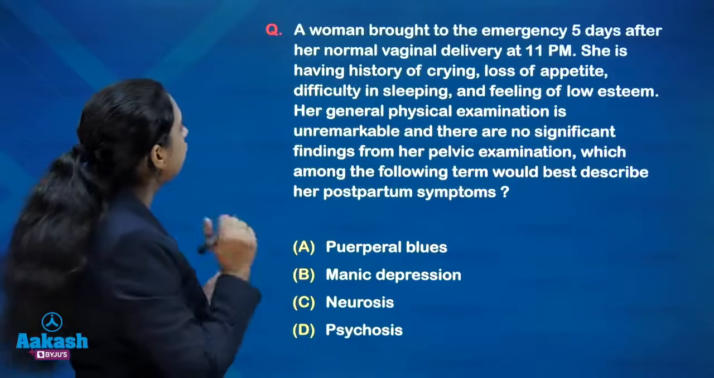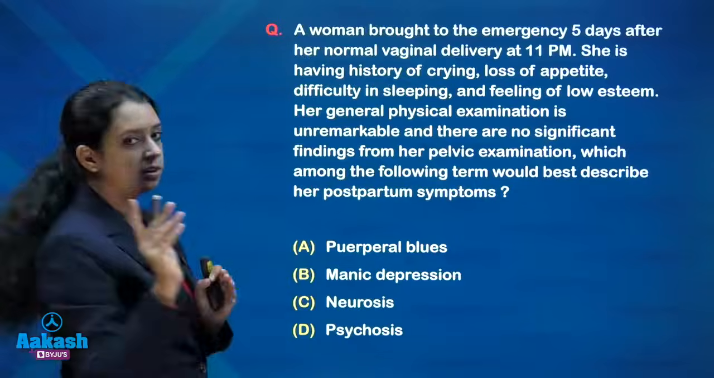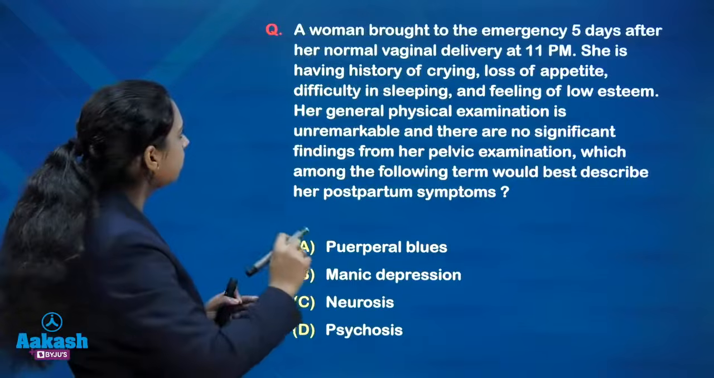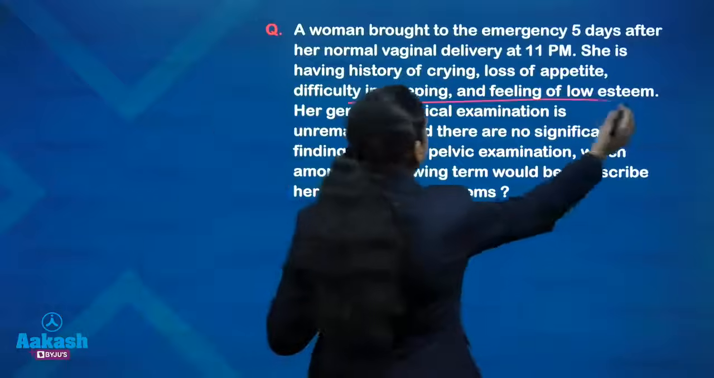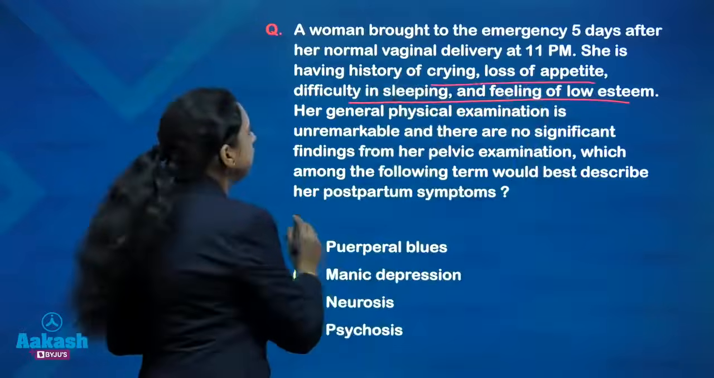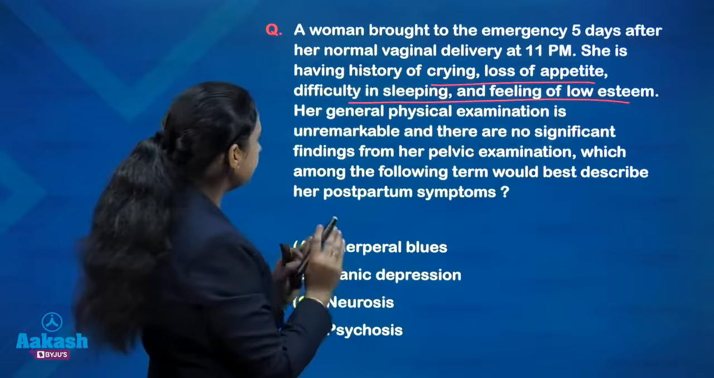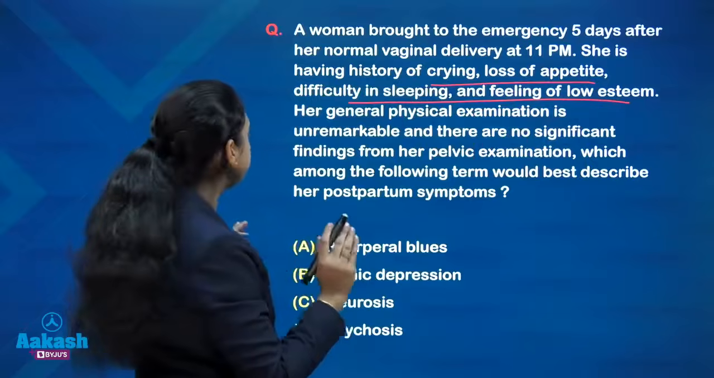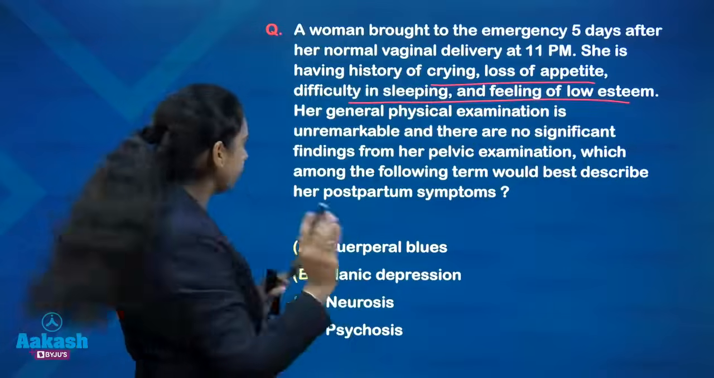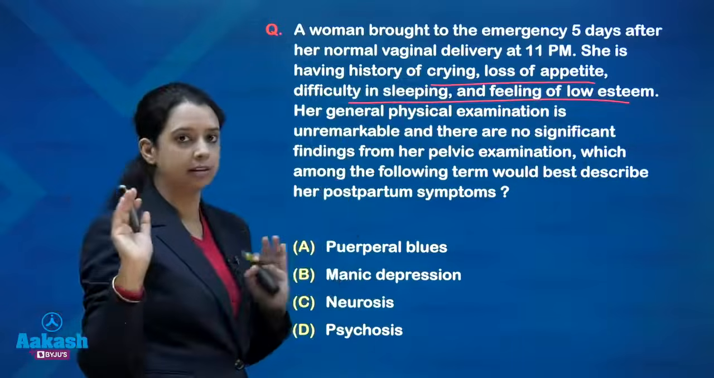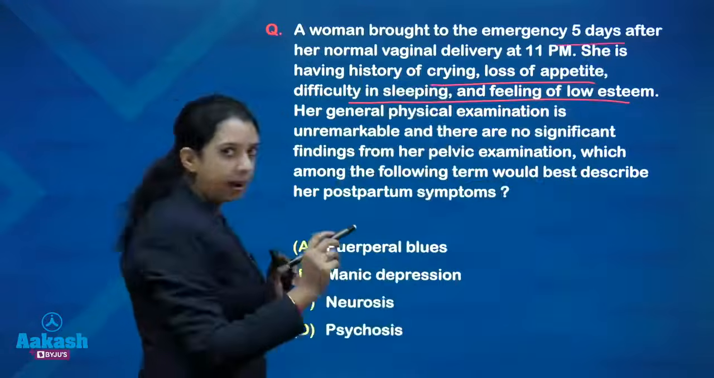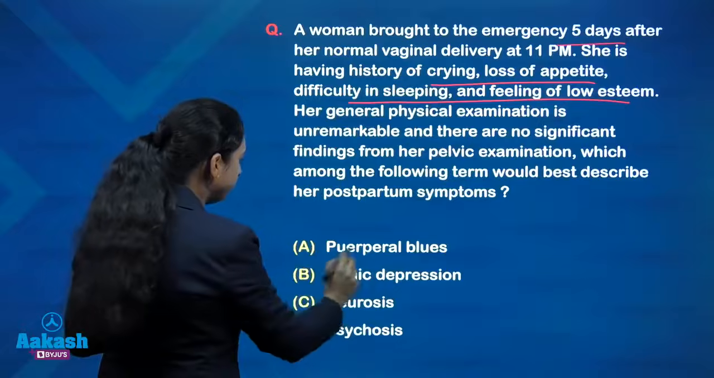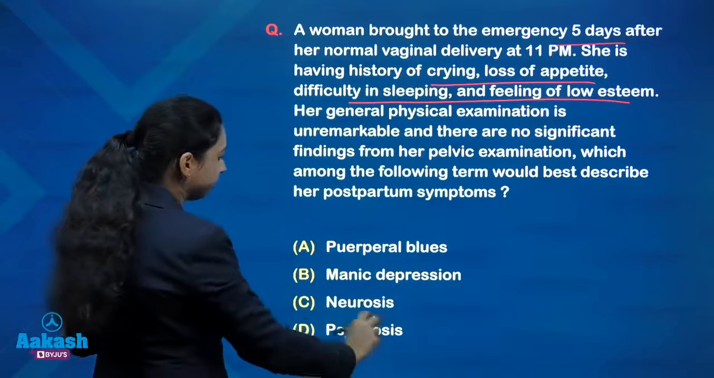Next question. A woman is brought to the emergency 5 days after her normal vaginal delivery. She is having a history of crying, loss of appetite, difficulty in sleeping, low self-esteem. Okay. Her general physical examination is normal, pelvic examination is normal. What do you suspect? By her postpartum symptoms. Okay. Some psychological illness is there that we can know. When it has started after 4 days. Okay. The options are puerperal blues, manic depression, neurosis or psychosis.